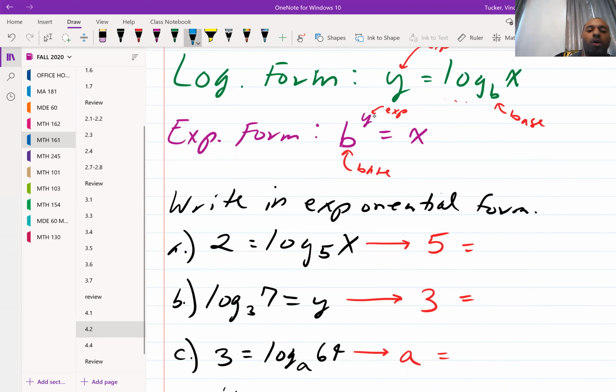we have 2 is equal to log base 5 of x. Notice I start off with my base. Base is 5, so my 5 will always be my base. Notice it is beside x here. So when I go to the next relationship, the exponential relationship, I will not have x beside my 5. It will be 2, and then x will be on the other side. So that's 5 to the second power equal to x.